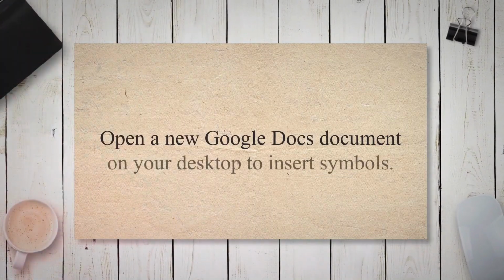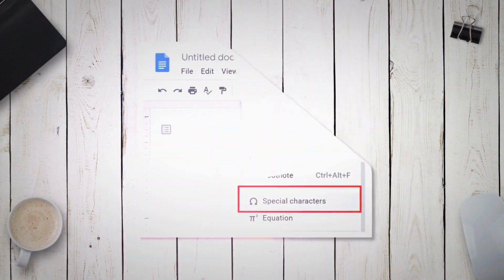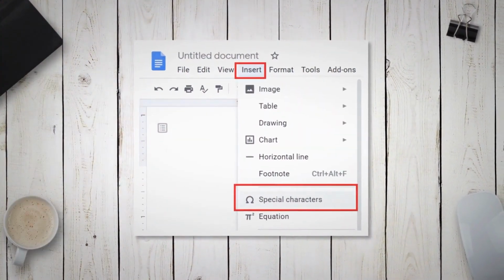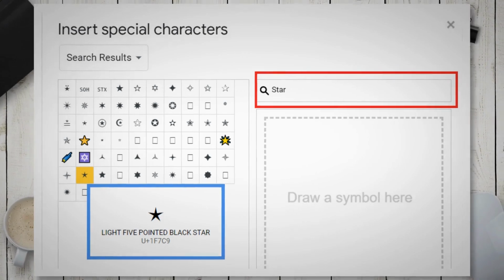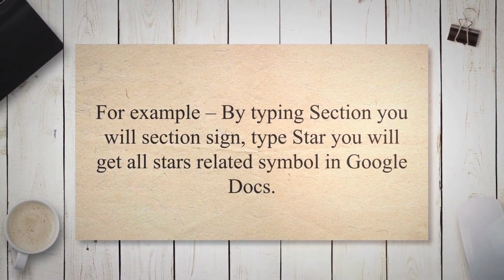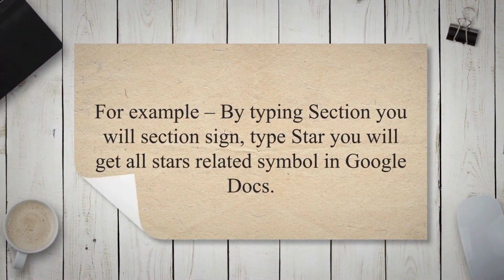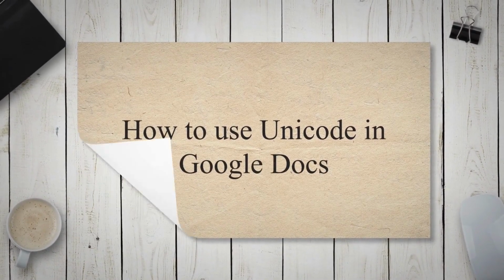Open a new Google Docs document on your desktop to insert symbols. In the menu bar, click Insert, then click on the Special Characters option. A new Insert Special Characters box will open in front of the screen. Type the name of the symbol that you want to insert in the search box. For example, by typing section you will get the section sign, and by typing star you will get all star-related symbols in Google Docs.